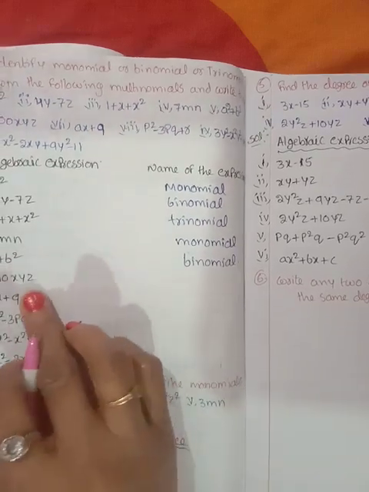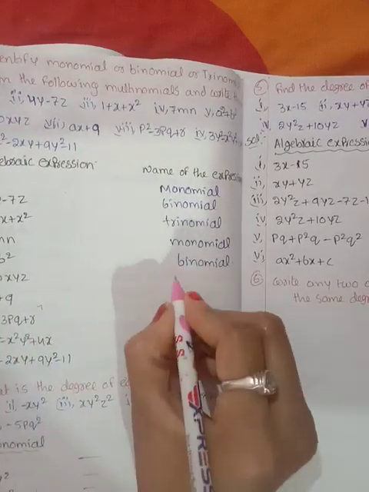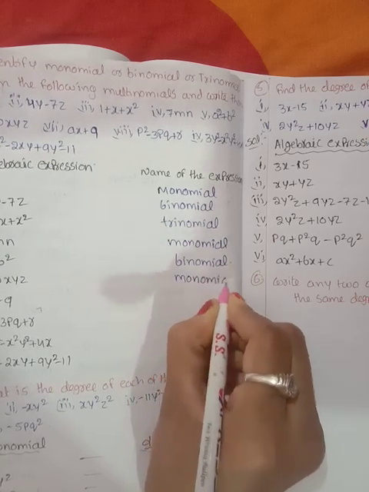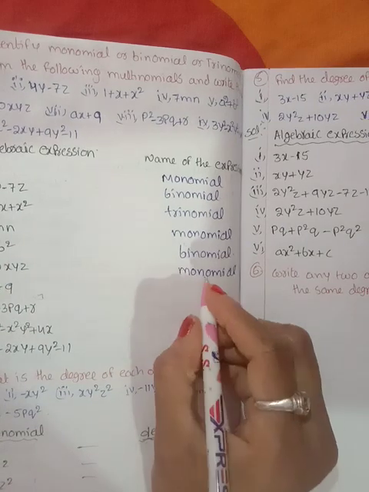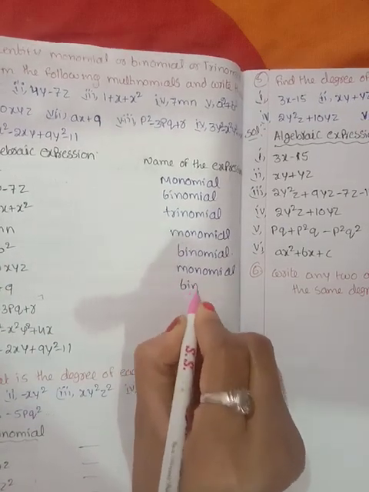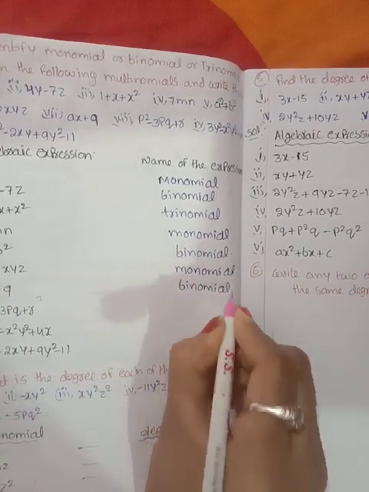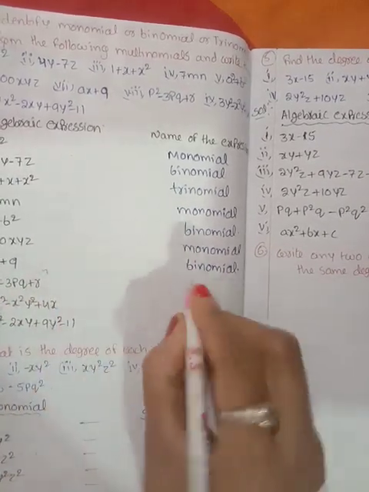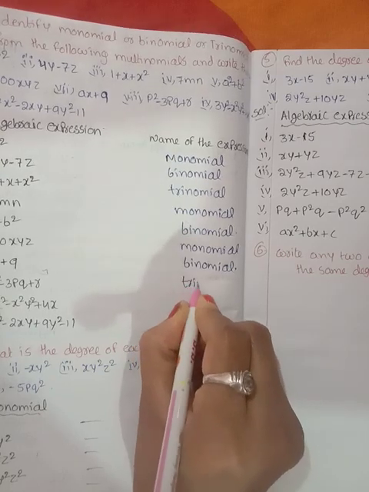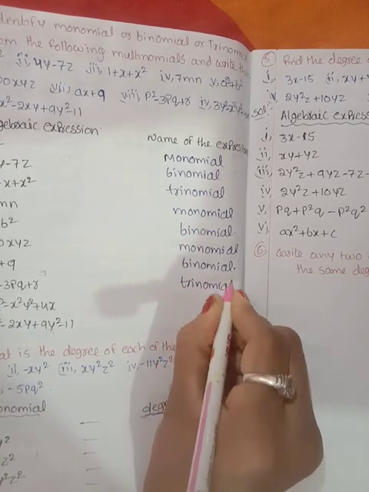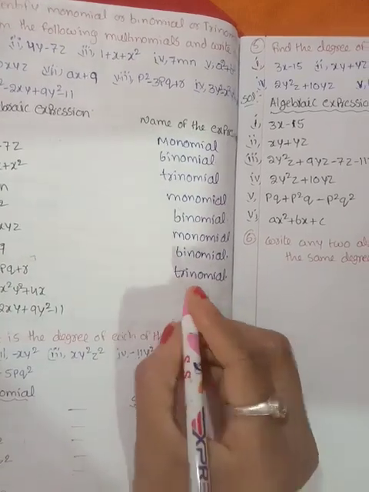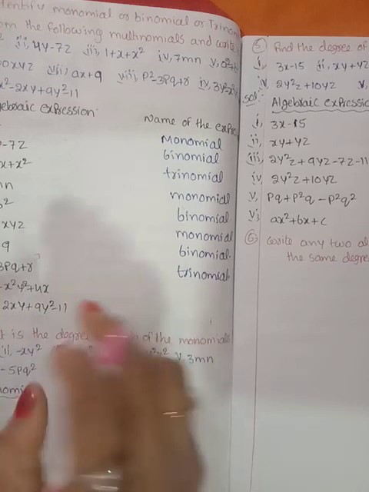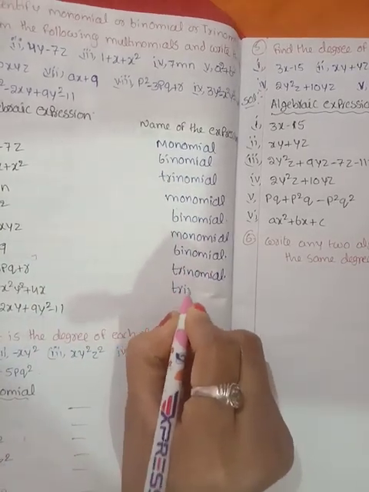The next one is the sixth problem. The sixth problem has only one term, so it is a monomial. The seventh one has two terms, so it is a binomial. The eighth one has three terms, so it is a trinomial. The ninth one has three terms, 1, 2, 3, so it is also a trinomial.